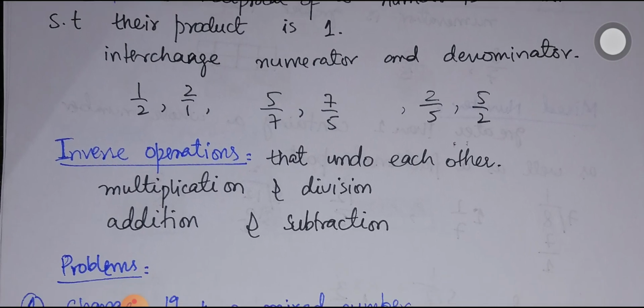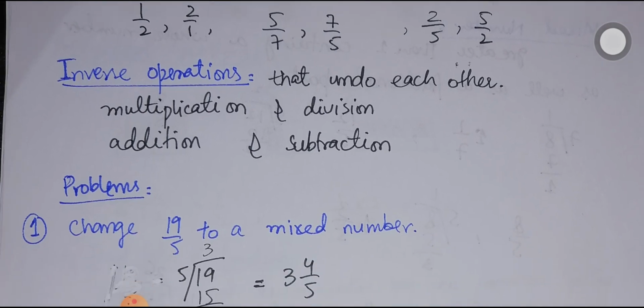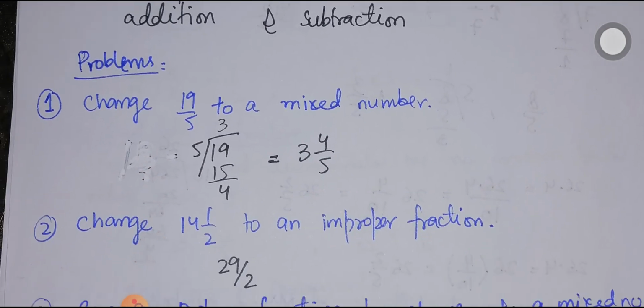The next is about the inverse operations. We all know that inverse operations mean two operations that undo each other. So multiplication and division are inverse operations. Similarly, addition and subtraction are also inverse operations, or opposite to each other.